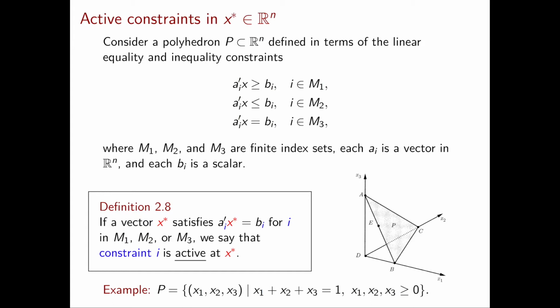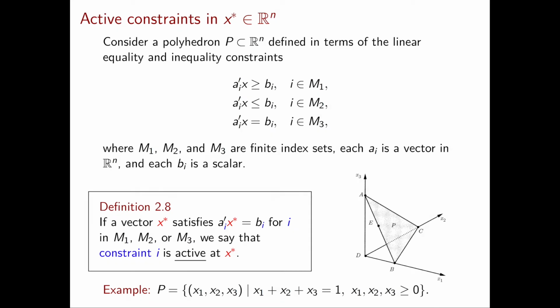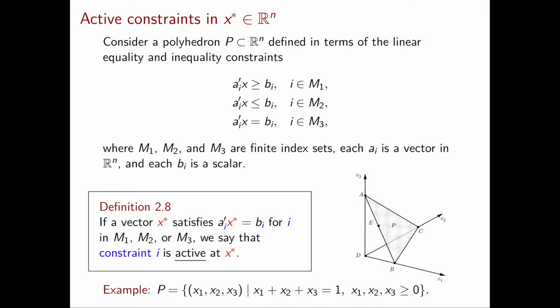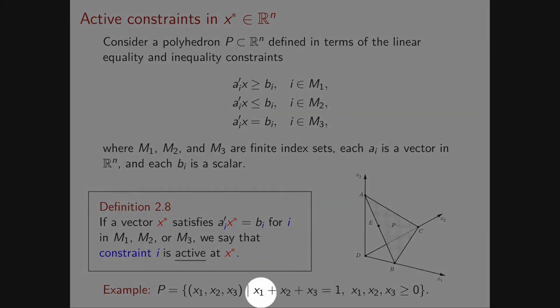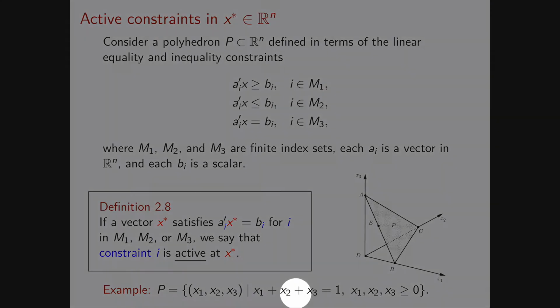And I leave it to you to check which are the active constraints at these two vectors because it really is symmetric to A. So let's instead look at the vector D. D is the origin. So the constraints that are active at D are x1 greater than or equal to 0, x2 greater than or equal to 0, and x3 greater than or equal to 0. On the other hand, the equality constraint x1 plus x2 plus x3 equal to 1 is not active at D, because the sum here is 0, which is different from 1.